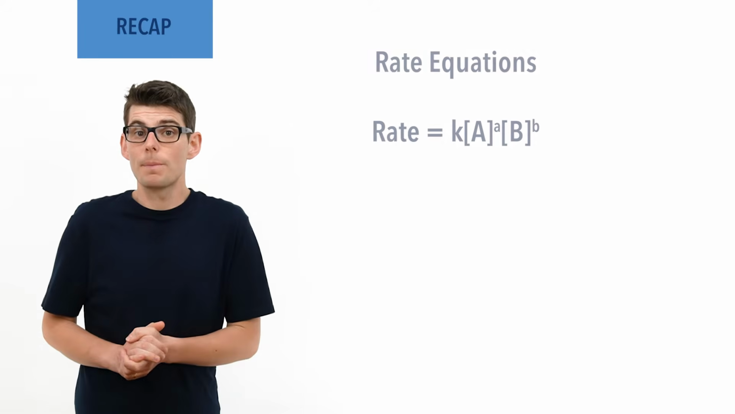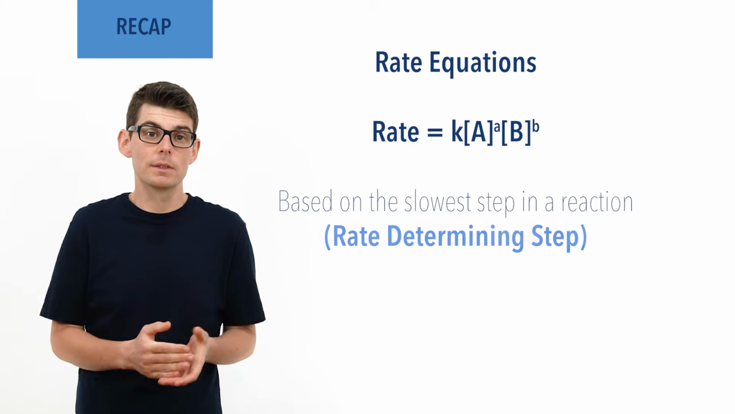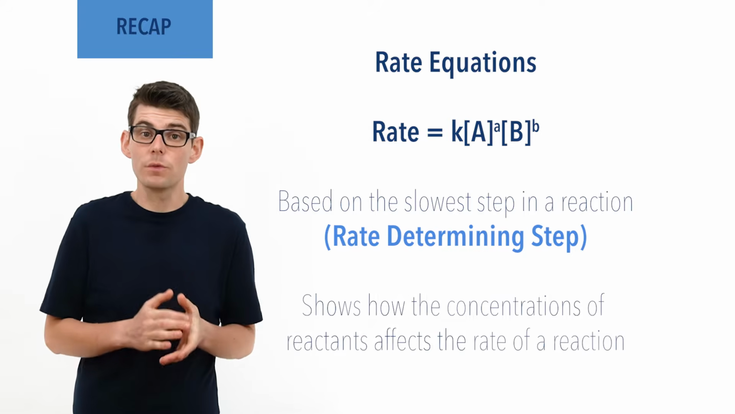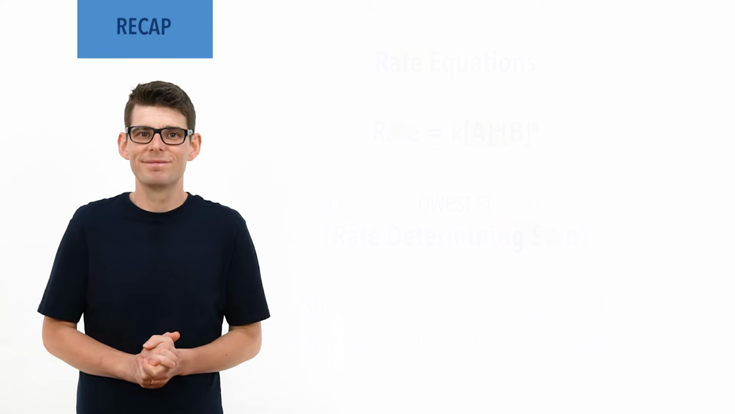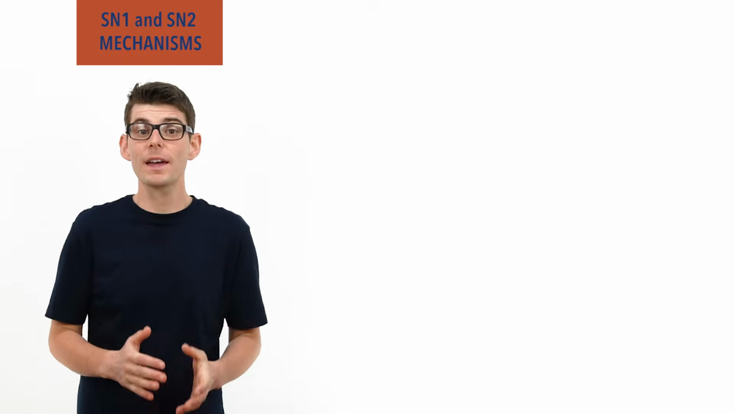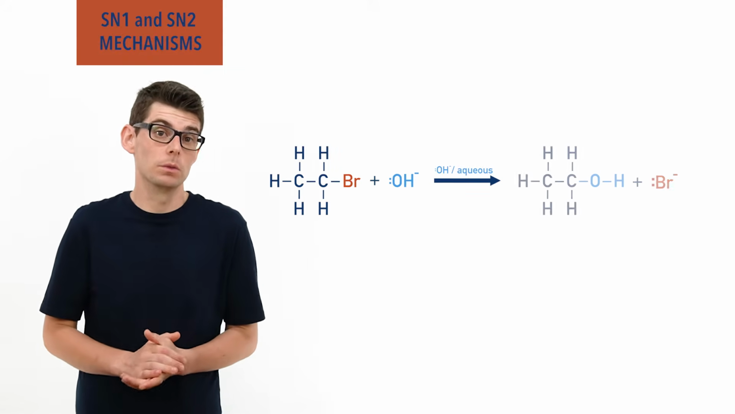Rate equations are based on the slowest step in a reaction, called the rate determining step, and show how the concentrations of reactants involved in this rate determining step influence the rate of the reaction. Recap done? Let's go! Halogenoalkanes, also called haloalkanes, react with hydroxide ions in aqueous conditions to form alcohols.